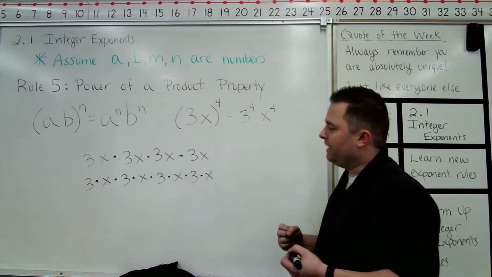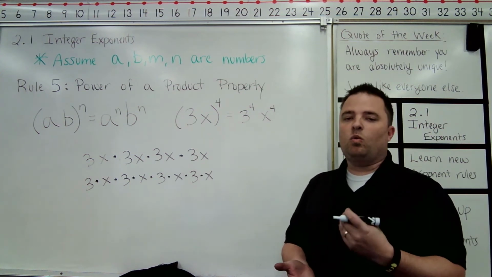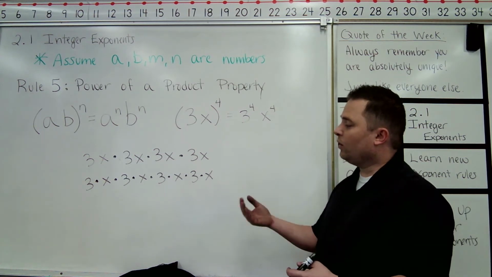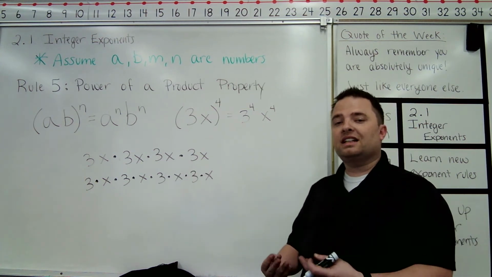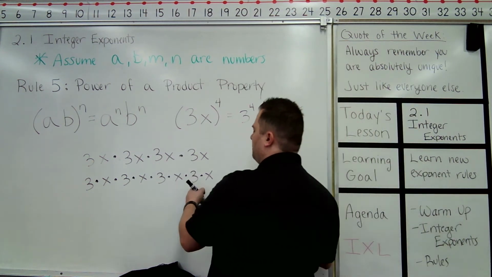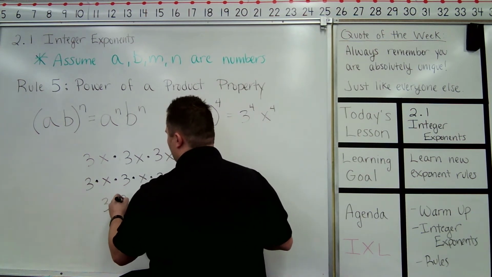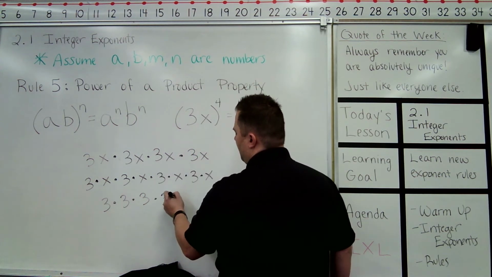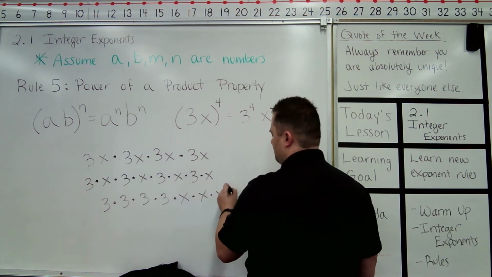I also remember in math, 2 times 3 is the same thing as 3 times 2. 1 times 2 times 3 is the same thing as 3 times 2 times 1. It doesn't matter what order I multiply things in as long as they're all being multiplied. According to PEMDAS, it shouldn't matter which order I multiply things. So I'm going to multiply all of my 3's together, 3 times 3 times 3 times 3 first. And then I will multiply my x times my x times my x times my x.